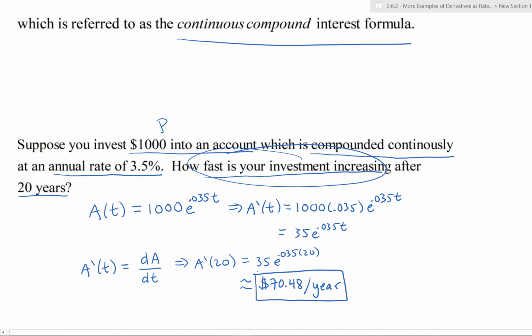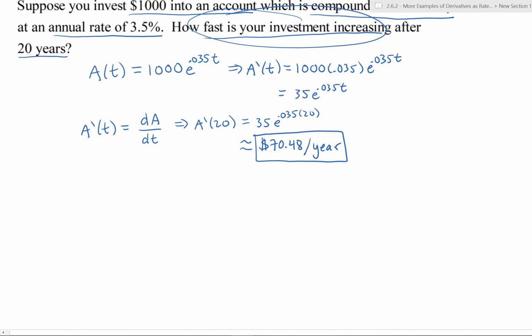So what that's telling us is that I invested $1,000 into an account that is compounded continuously at an annual rate of 3.5%. Then after 20 years, the amount of money that I should expect to get back the next year in my account should be $70.48. Right? So every year at that instant, that's how fast it's increasing. Now, maybe 30 years down the line, this will be a different number. It'll be a little bit more because we gain more and more each year. Another way to use a derivative, rate of change.